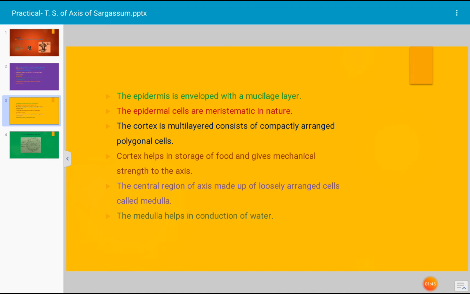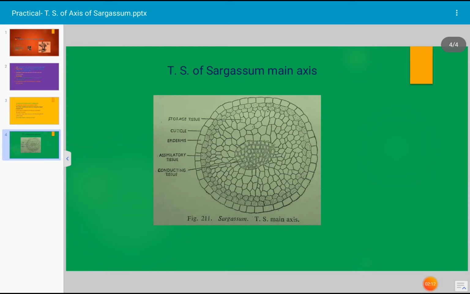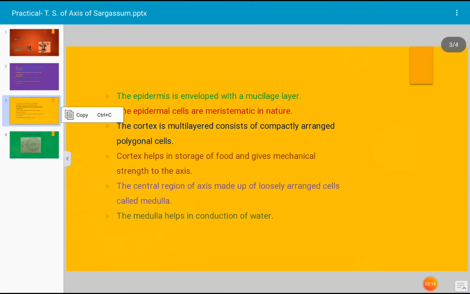And the cortex is multi-layered that consists of compactly arranged polygonal cells, as shown in the photograph. Cortex helps in storage of food and gives mechanical strength to the axis. And the central region of the transverse section of axis of Sargassum is made up of loosely arranged cells, and this region is known as medulla. And the medulla helps in conduction of water.